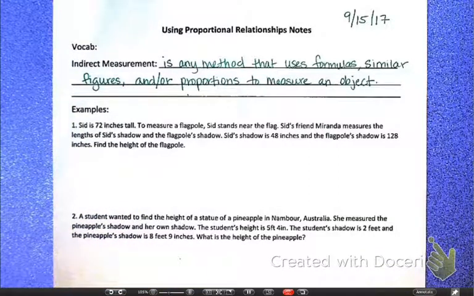Okay, Sid is 72 inches tall. To measure a flagpole, Sid stands near the flag. Sid's friend Miranda measures the lengths of Sid's shadow and the flagpole shadow. Sid's shadow is 48 inches and the flagpole shadow is 128 inches. Find the height of the flagpole.